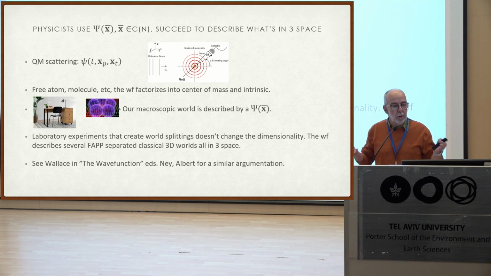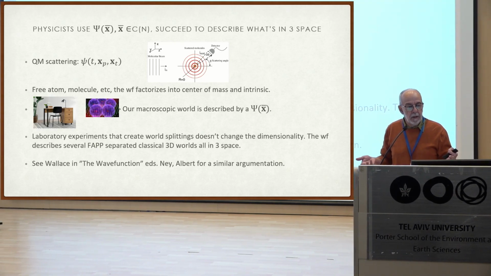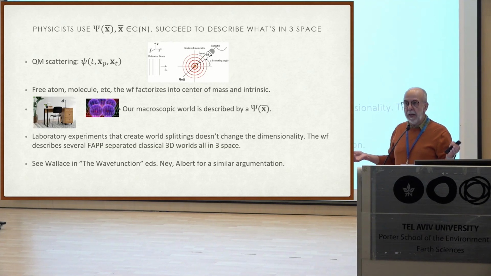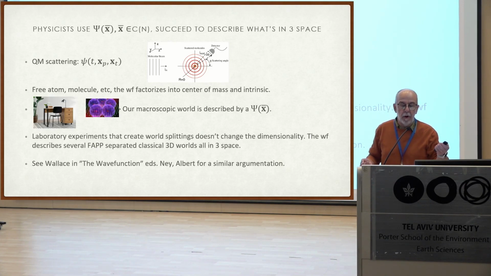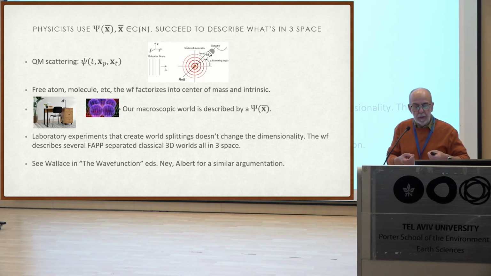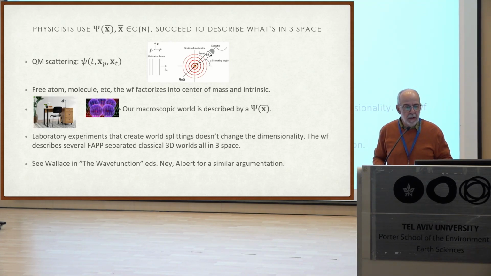For a free atom or molecule, or any free object, the wave function factorizes into the center of mass and an intrinsic part. The center of mass part of the wave function will tell where the particle is located in the sense I described. And the intrinsic part will say how the components, the constituents, are located with respect to the center of mass, as well as all other things like excitation energies, everything we get out of quantum mechanics about an atom or molecule or whatever.